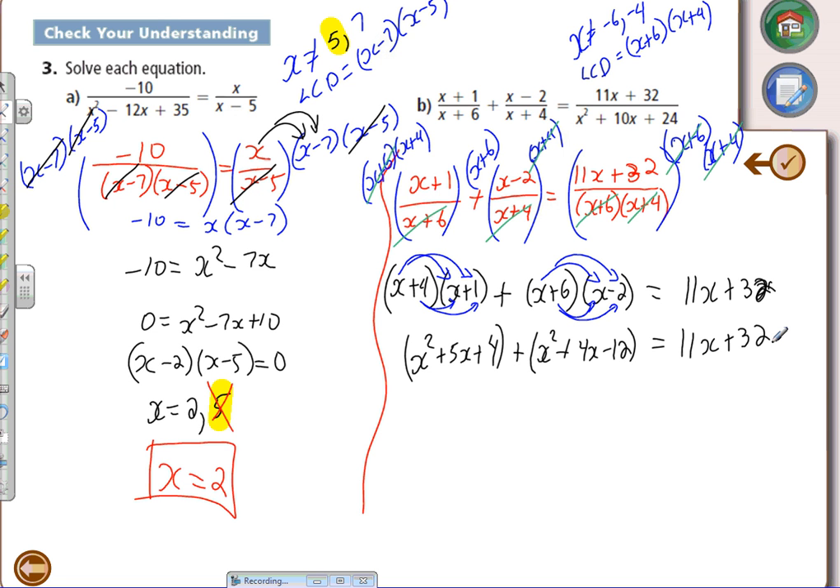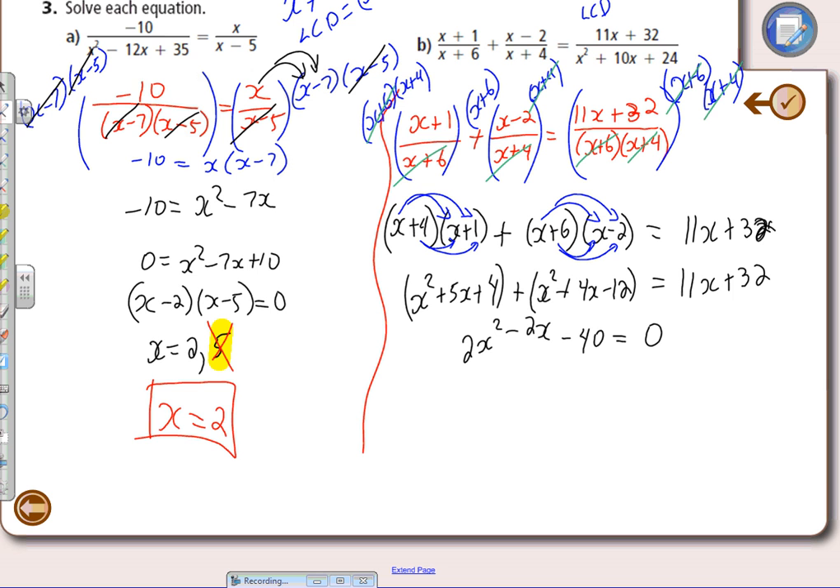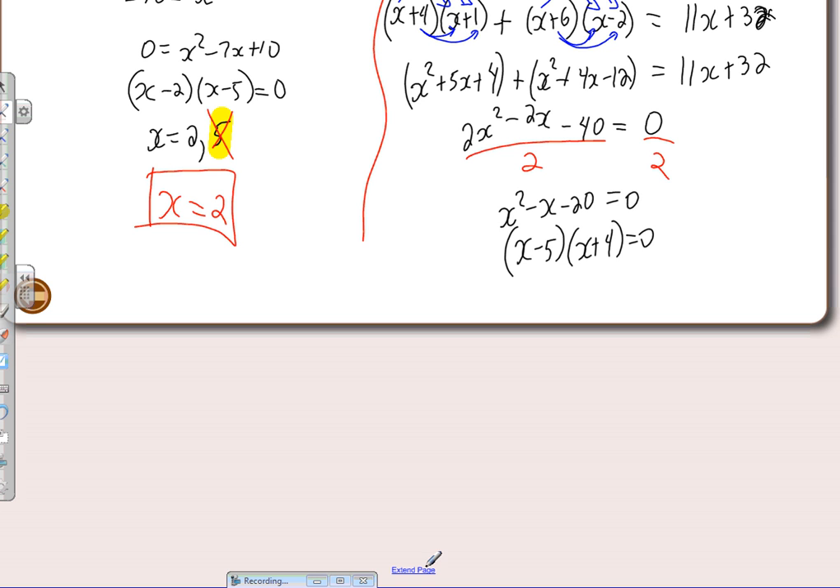Equate to 0. When we bring it all together, 2x squared minus 2x minus 40 is equal to 0. And factor. Okay, well, I can factor 2 right now. So if I factor out a 2, in other words, divide everything by the 2, I get x squared minus x minus 20 is equal to 0. And then when you factor that, (x minus 5)(x plus 4) equal to 0. So then x is equal to 5 or negative 4.